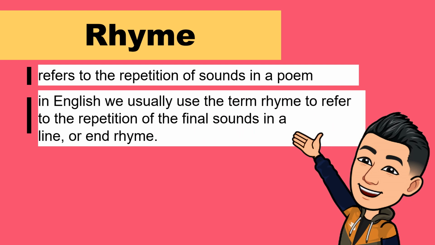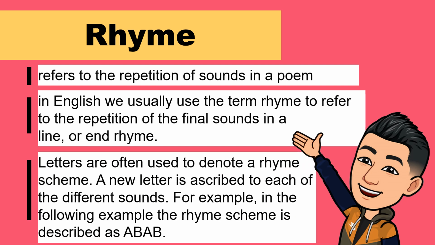In English, we usually use the term rhyme to refer to the repetition of the final sounds in the line, or end rhyme. Letters are often used to denote a rhyme scheme. A new letter is ascribed to each of the different sounds. For example, in the following example, the rhyme scheme is described as ABAB.